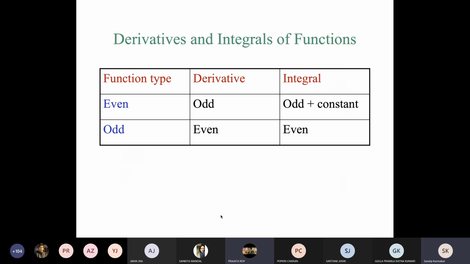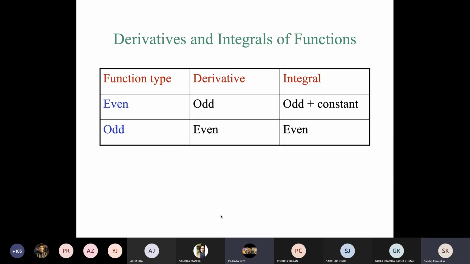Now derivatives. Derivative of an even function will be what? Odd or even? Sir, odd, because the slope graph would be non-symmetric. Right. Integral will be what? Sir, odd again, because that would also be non-symmetric.